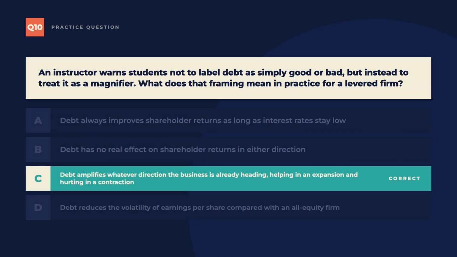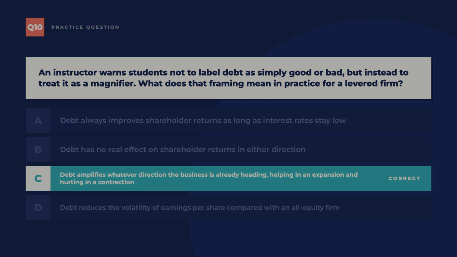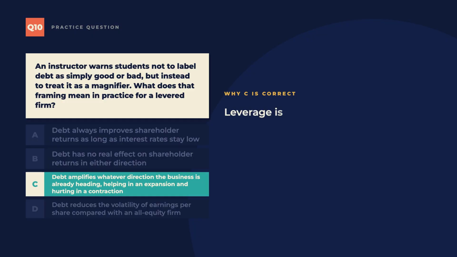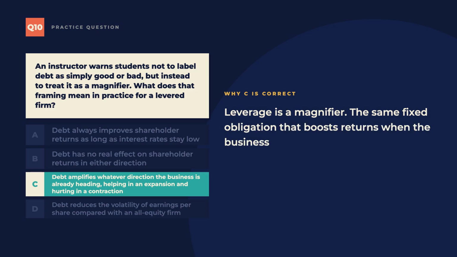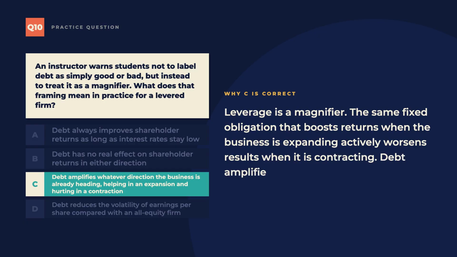The correct answer is C. Debt amplifies whatever direction the business is already heading, helping in an expansion and hurting in a contraction. C is correct because leverage is a magnifier. The same fixed obligation that boosts returns when the business is expanding actively worsens results when it is contracting. Debt amplifies the direction the firm is already moving rather than being uniformly good or bad.